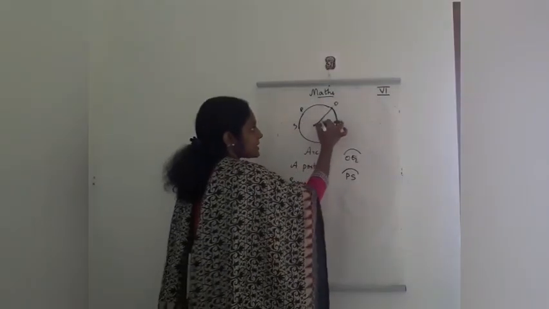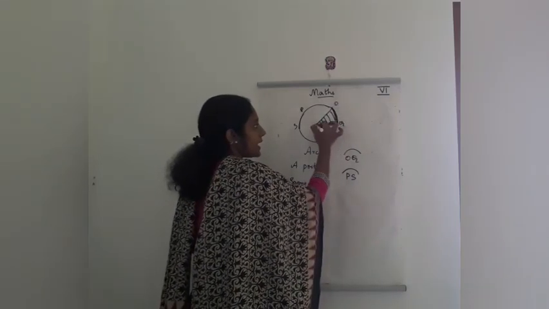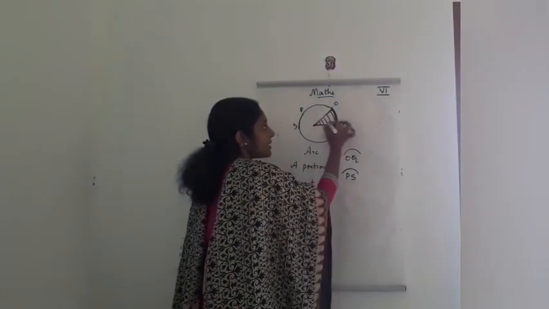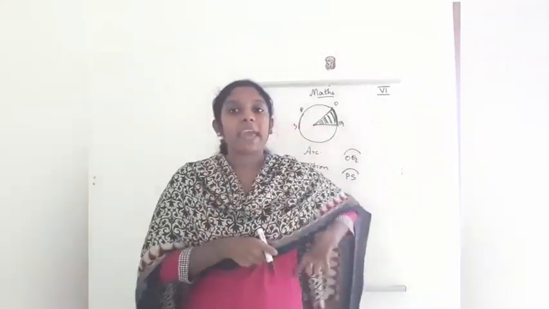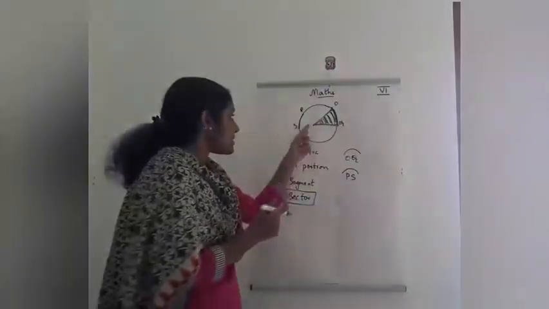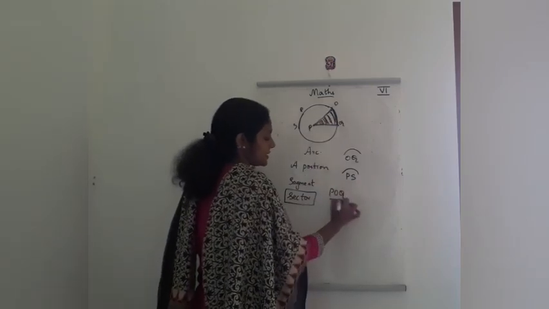So this is a sector. The interior portion of the circle which is formed by an arc and a pair of radii. A pair of radii means two radii. So this portion formed by an arc and two radii, the interior portion of the circle, is called a sector. Okay, so what is a sector? It is the interior portion of the circle formed by an arc on one side and a pair of radii on the other side. Here the sector is POQ. Next is the segment.